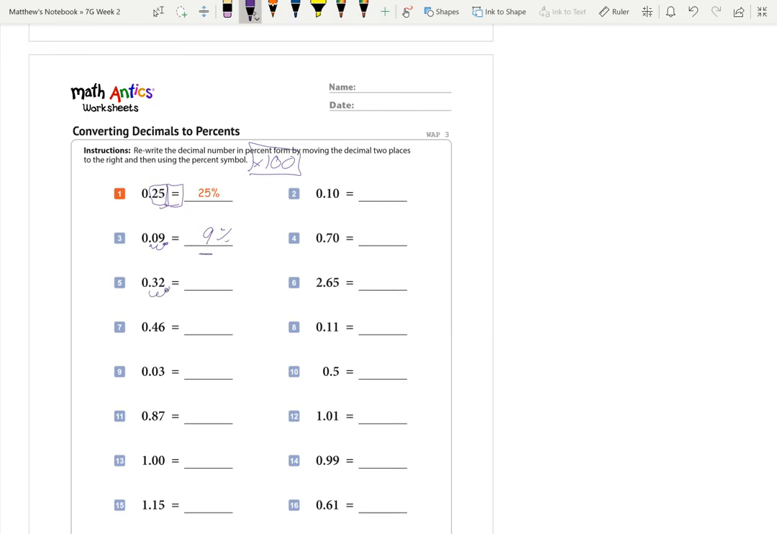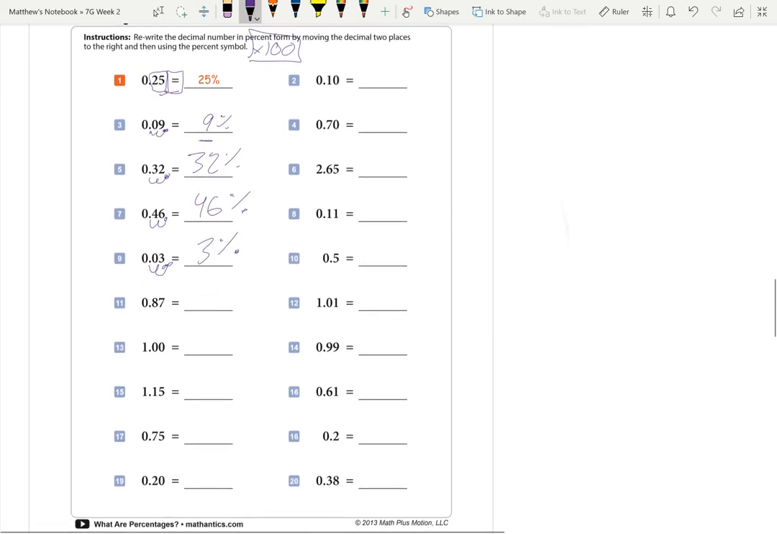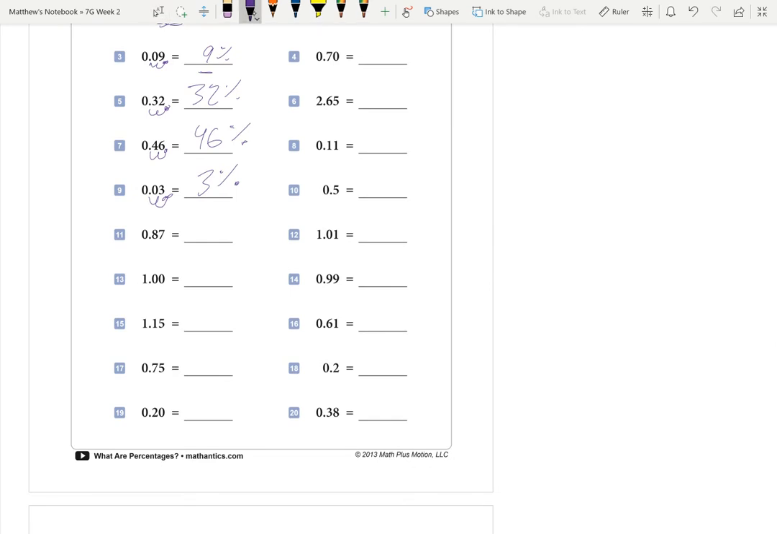Move the decimal place over 2 spots, 32%. Moving the decimal place over 2 spots, 46%. All right, here this is another case, just like problem 3. Move it over 2 spots to the right, 3%. We might have some like 1.01, where we need to move it over 2 spots, and now we have 101%.